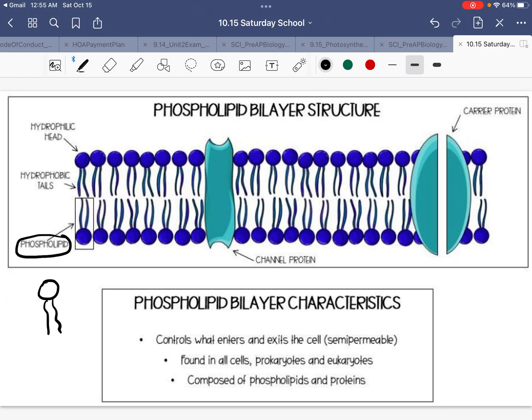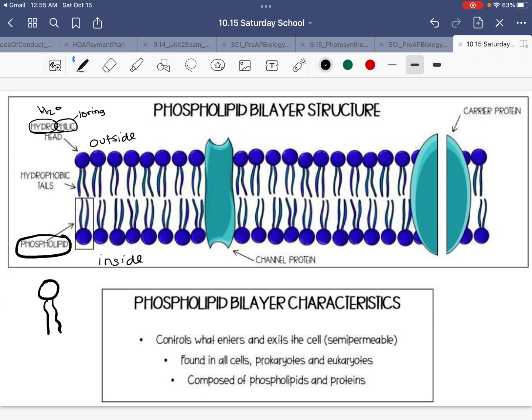The heads are called hydrophilic. Philic means loving, and hydro is water. So the head of the phospholipid is water loving. Here is the outside of the cell, and here is the inside of the cell. They both have water, so that's why the head is facing outwards.